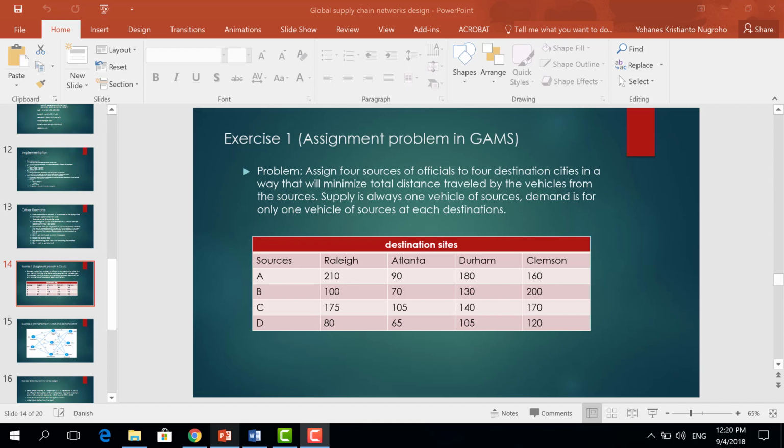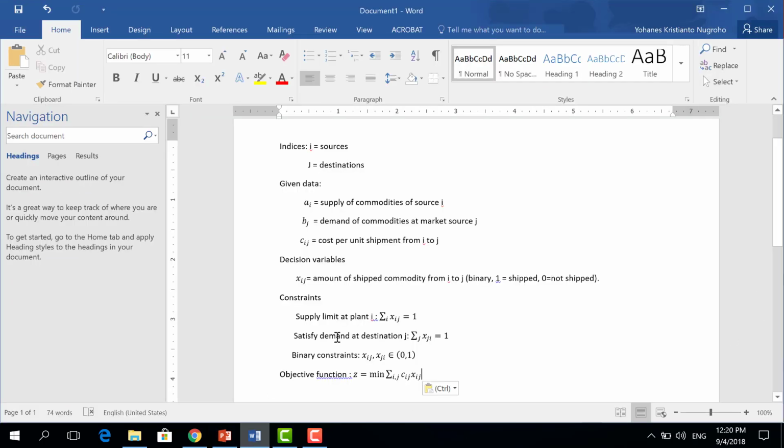Before we do modeling in GAMS, we need to design our mathematical model of this assignment problem. We have the following formulation. We have two indices, I and J. I stands for the sources index, and J stands for the destination index. And we have three different data. Here we have AI, the supply of commodities of source I. BJ means the demand of the commodities at market J. And we have CIJ, the cost per unit of shipment from I to J.